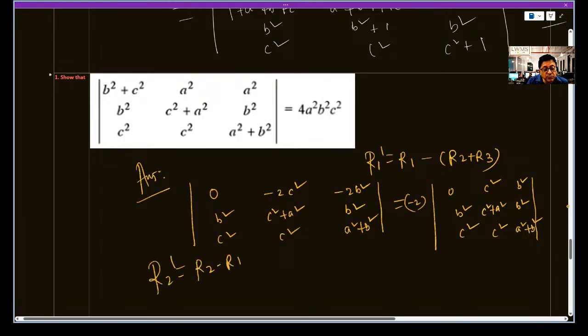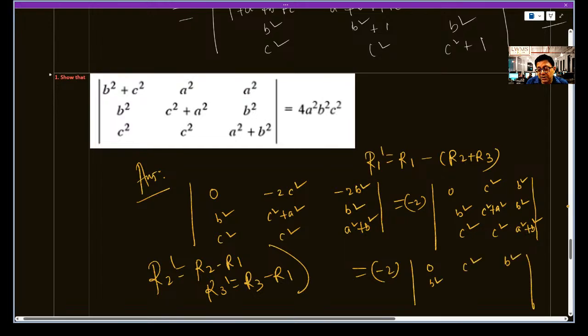R2 dash is R2 minus R1. So minus 2, 0. And there it will be B square, A square, 0. C square, 0, A square. Use this property and now expand. Now expansion will be easier. We got so many zeros, isn't it? Just expand and check whether RHS is coming or not.